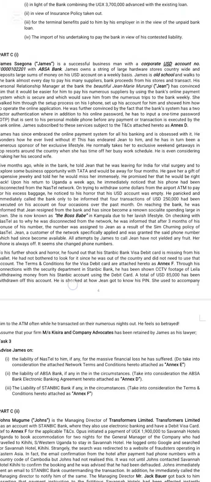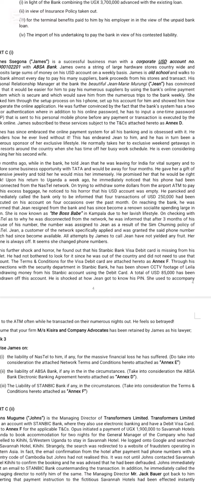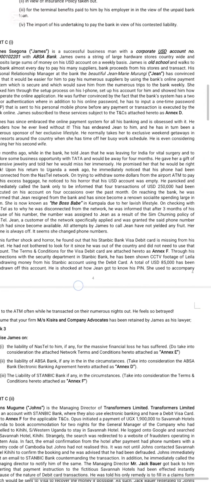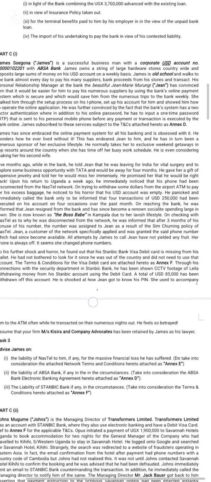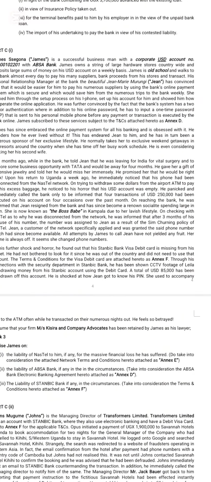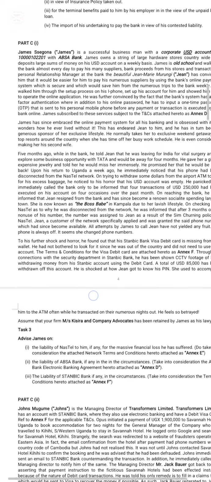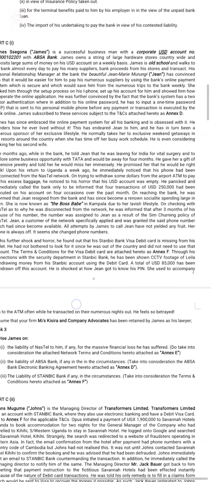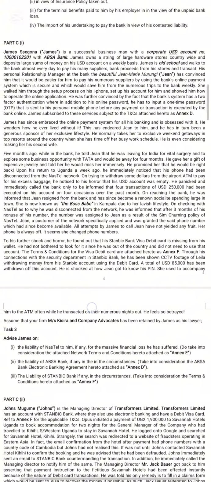Part C, we have James, a successful businessman with a corporate USD account with Absa Bank. James owns a string of large hardware stores countrywide and deposits large sums of money in the USD account on a weekly basis. James is old school and walks to the bank almost every day to pay his many suppliers, banking proceeds from the stores and transacting.